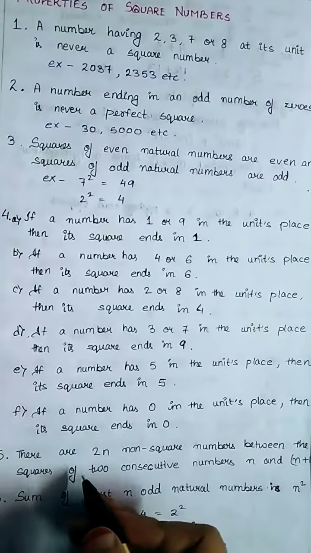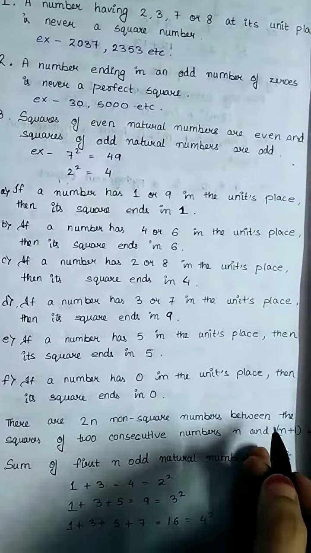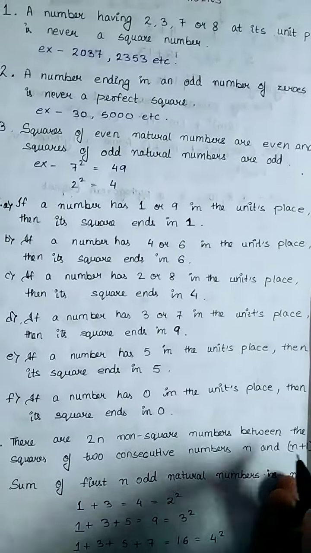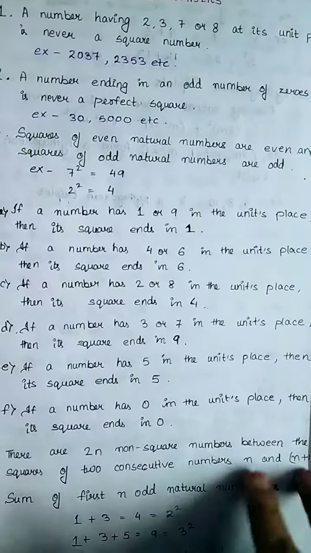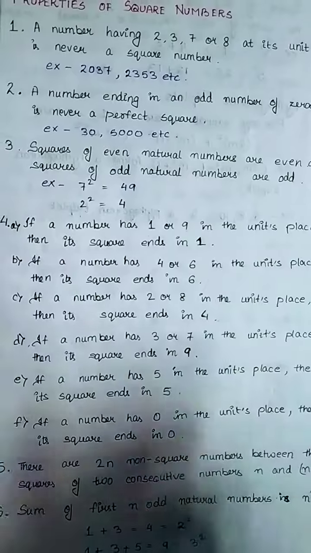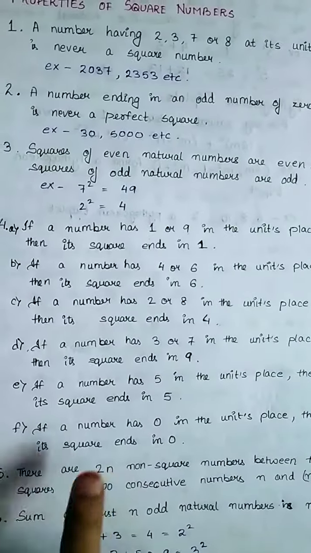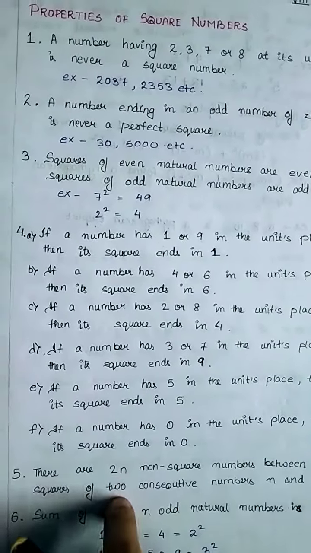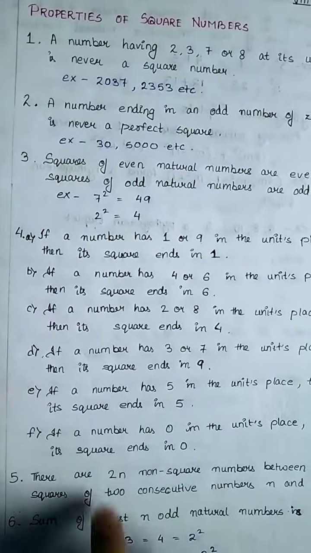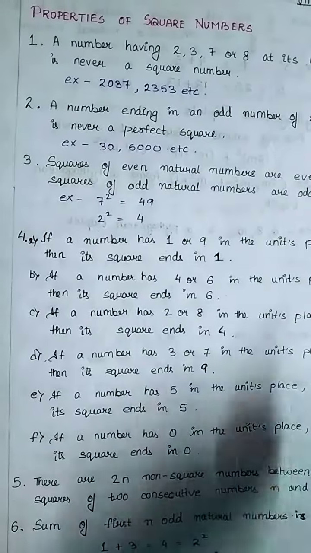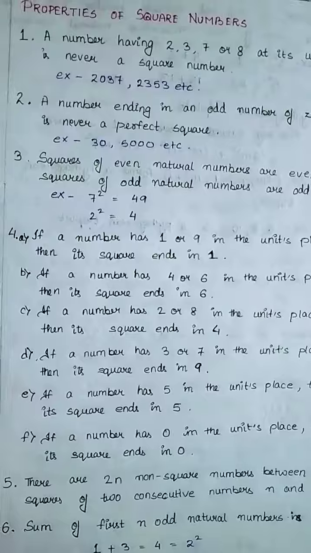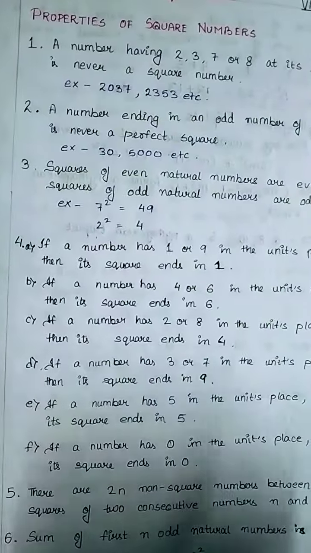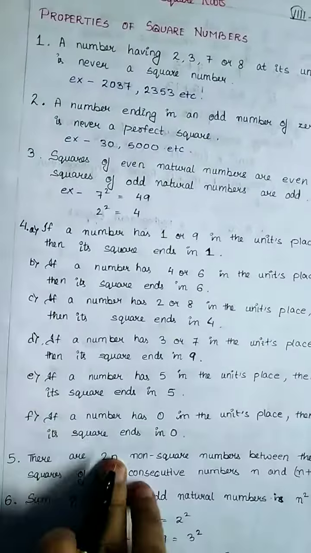Now, the fifth property says there are 2n non-square numbers between the squares of two consecutive numbers n and n plus 1. Between two consecutive square numbers, we will always find 2n natural numbers that are not squares. For example, 12 and 13. Between 12 squared and 13 squared, how many non-square numbers are there? It will be 2n, meaning 2 multiplied by 12, that is 24. So this is the property.